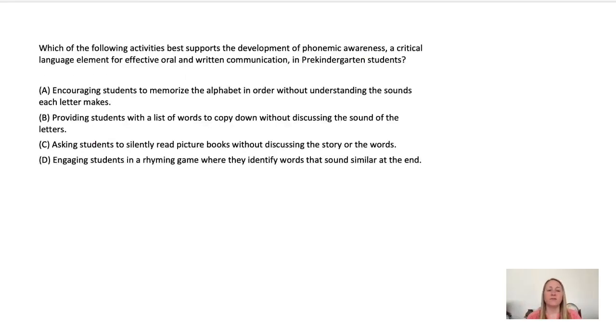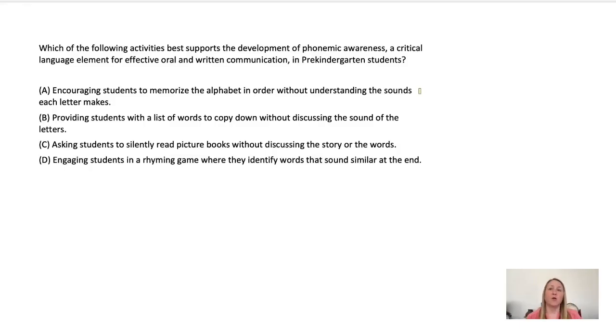Which of the following activity best supports the development of phonemic awareness, a critical language element for effective oral and written communication in pre-kindergarten students? Your answers are encouraging students to memorize the alphabet in order without understanding the sounds each letter makes, providing students with a list of words to copy down without discussing the sound of the letters, asking students to silently read picture books without discussing the story or the words, or engaging students in a rhyming game where they identify words that sound similar at the end.